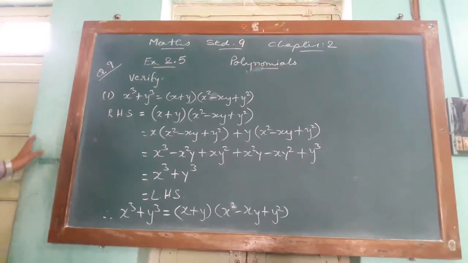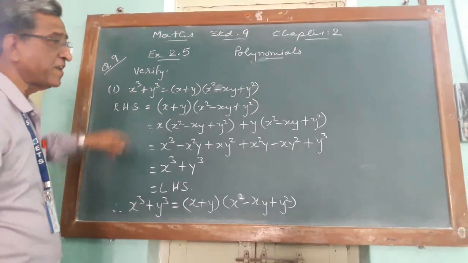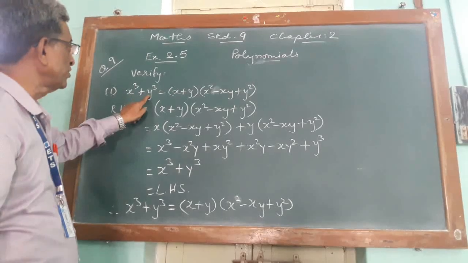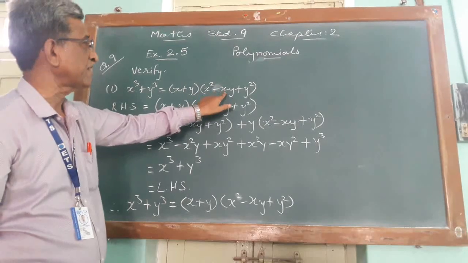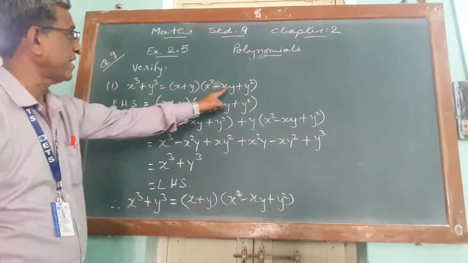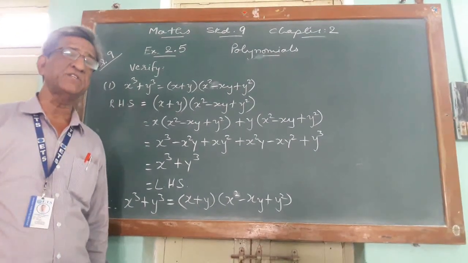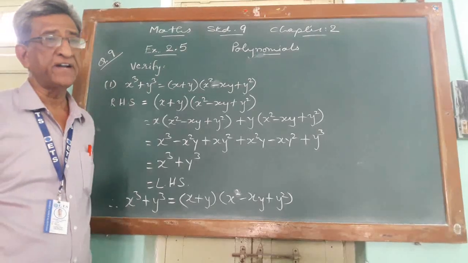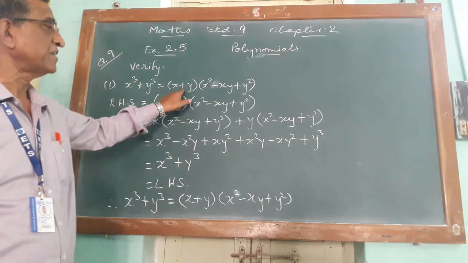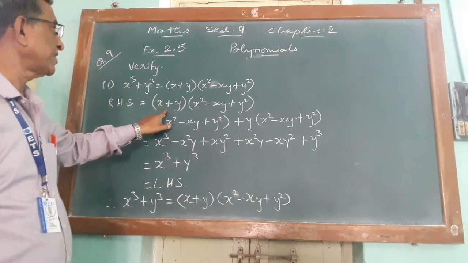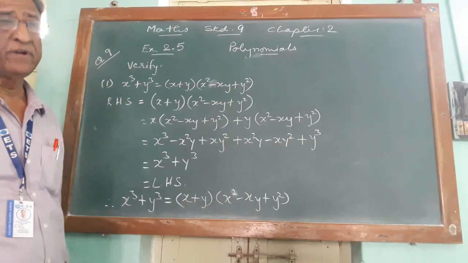Answer. Question 9. Verify. First one, you have to verify that x cube plus y cube is equal to x plus y into another bracket x square minus xy plus y square. Now if you want to verify, you have to show that LHS is equal to RHS, left hand side equal to right hand side. I am starting with RHS, as there are two brackets, x plus y into x square minus xy plus y square. Now you know how to remove this bracket.